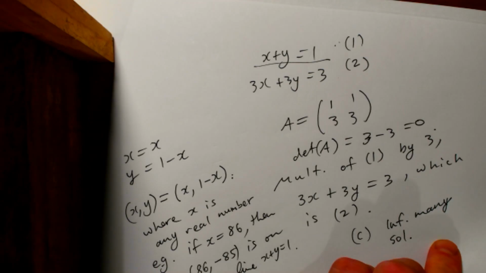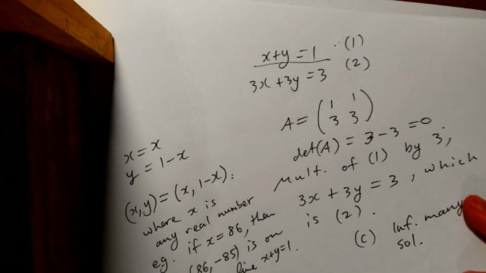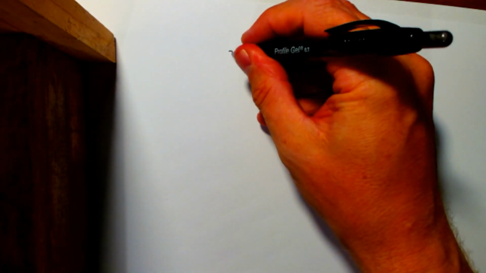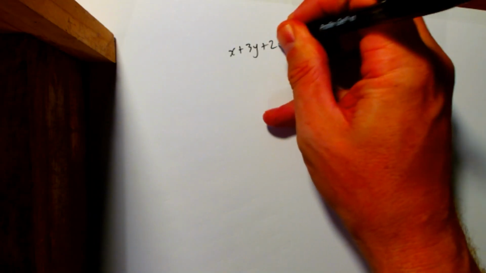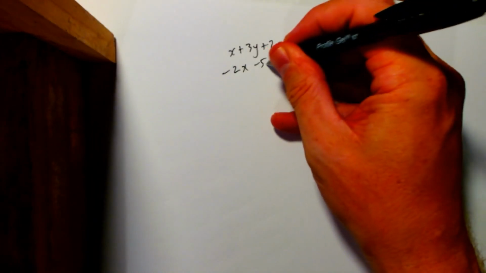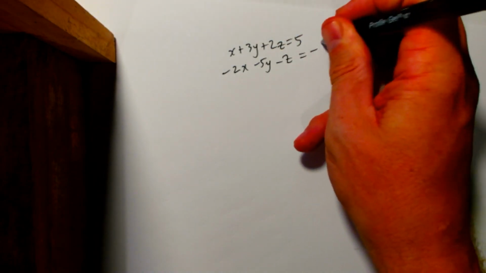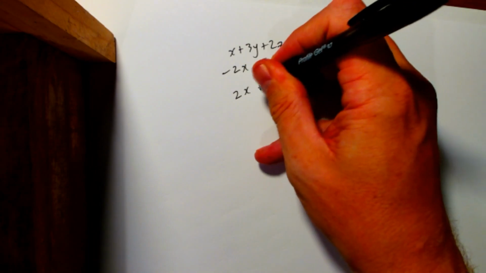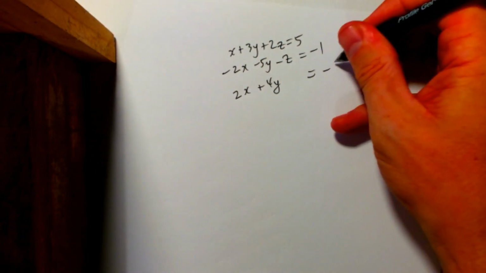All right, moving on to example 6.6. In 6.6, we've got a 3 by 3 system: x plus 3y plus 2z equals 5, minus 2x minus 5y minus z equals minus 1, 2x plus 4y equals minus 2. The question says, determine whether the system has a unique solution, and if so, use Cramer's rule to solve it.